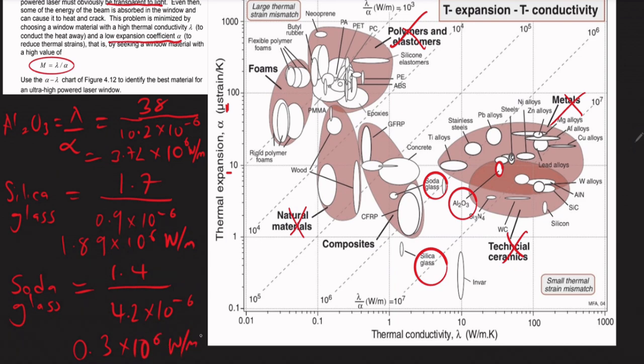So based on this, the best material for this selection is what? Alumina. After alumina, our second best material is silica glass, and our last material is soda lime glass. So now let's move on to the next question.